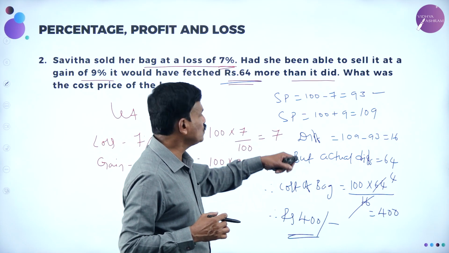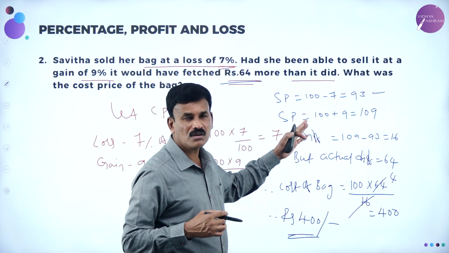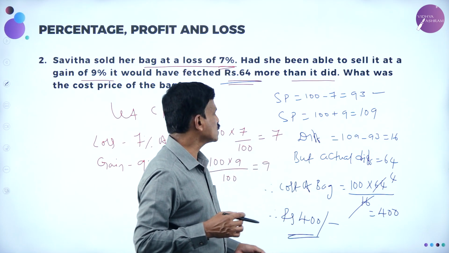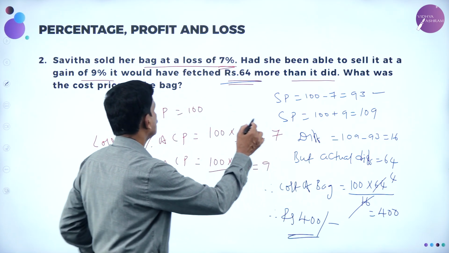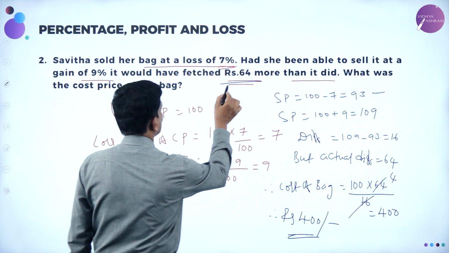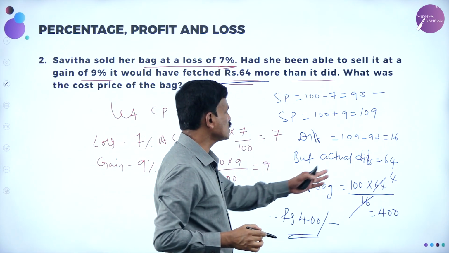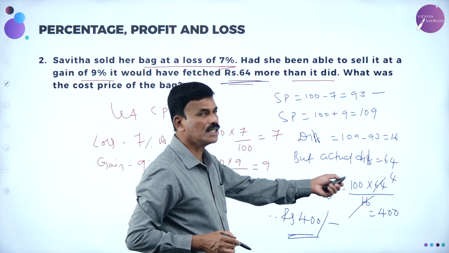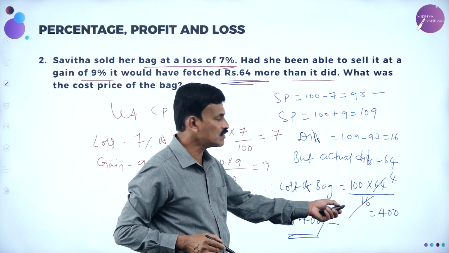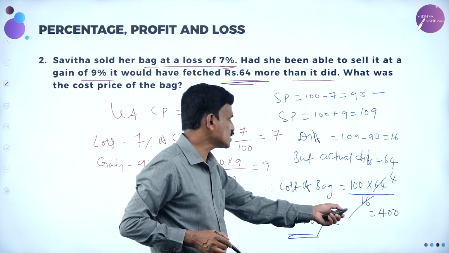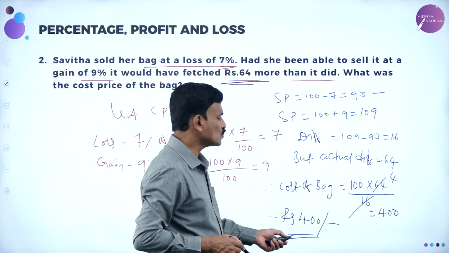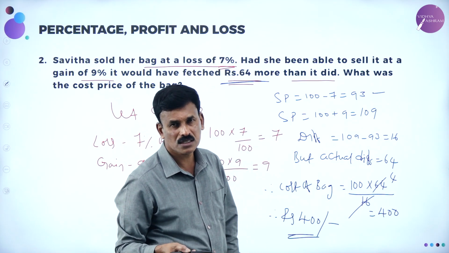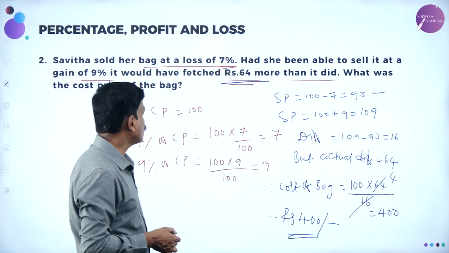Now, the difference between the loss and gain is 109 minus 93, which is equal to 16. But the actual difference is given. It would have fetched 64 more. The difference is 64. Now, therefore, the cost of the bag is equal to 100 into 64, the actual difference, divided by the difference, that is 16, that's equal to 400. So, the actual bag cost rupees 400. That's it. Okay. Now, move on to the next problem.